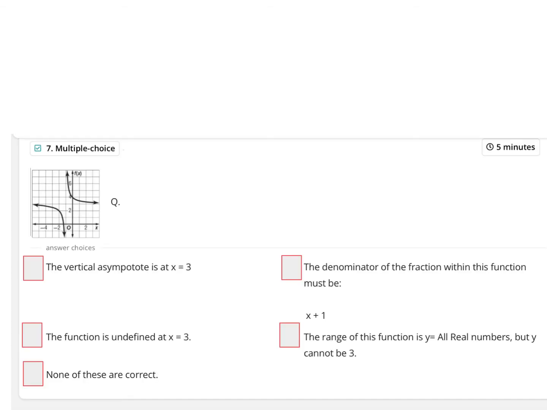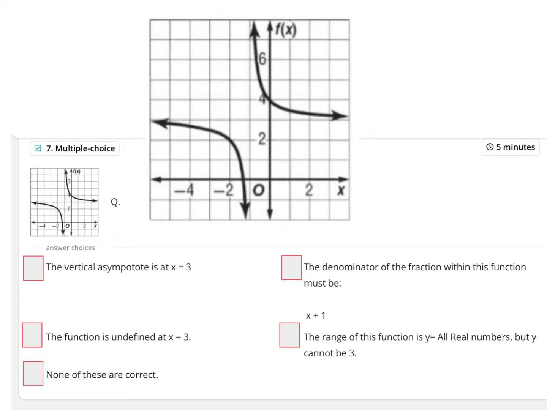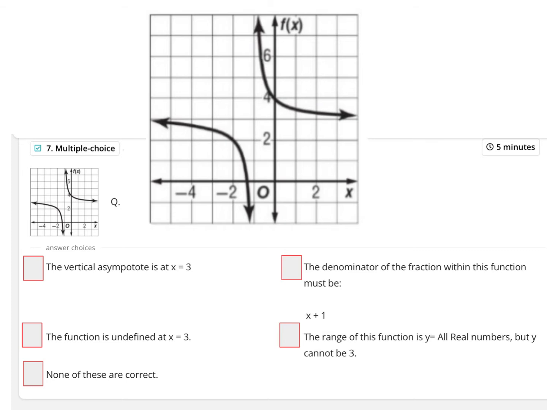Here we go. So there's a graph right here, and we need to select all the true statements. Let's make this graph bigger. So the vertical asymptote is x equals 3. Is that true or false? That's false. If you go to x equals 3, 1, 2, 3, there is no vertical asymptote, it'll cross right through it. So that's definitely false. The next one, the function is undefined at x equals 3. No, because if you go to x equals 3, it's defined. It's right there. It's false also, right? So it is false, absolutely.